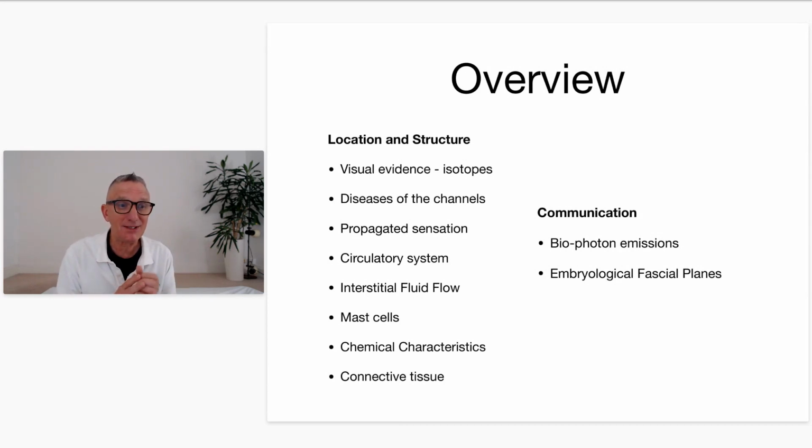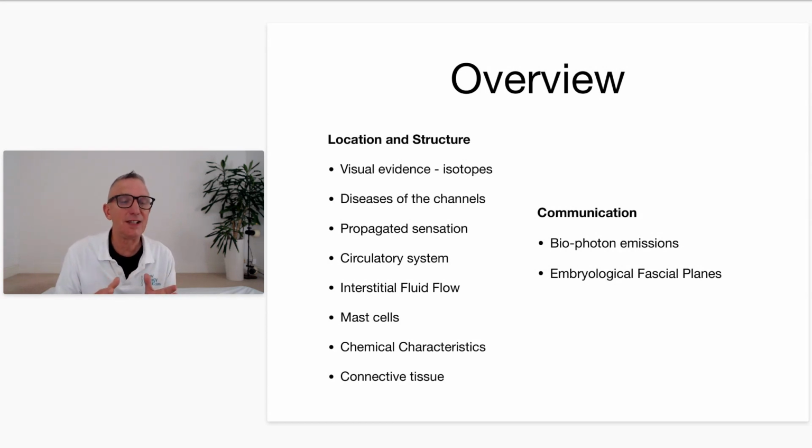A massive study on propagated sensation. I'm really amazed to find out about that, and I'll share that with you later. The circulatory system, now that's an interesting one. Quite a few voted for that, so we'll have a look and think about that. And then there's interstitial fluid flow. That's another possibility. Mast cells, fascinating. Chemical characteristics, another bit of a surprise for me when I just did the research. And our favorite connective tissue, finally.